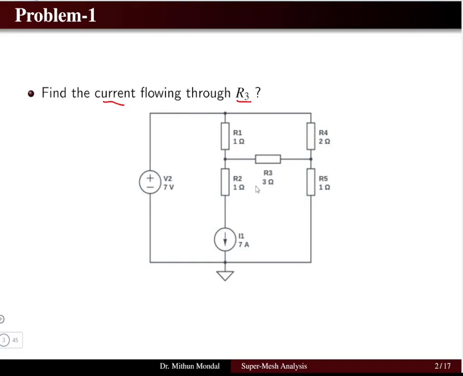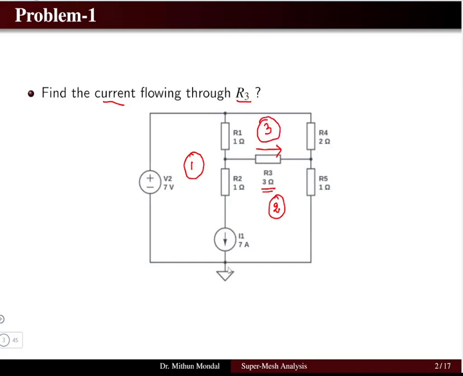resistor R3. Means what is the current flowing through resistor R3, which is of 3 ohms. So in this circuit we can see that there are 3 independent loops which form 3 equations. So 3 loops will form 3 meshes and 3 meshes will lead to 3 independent equations.